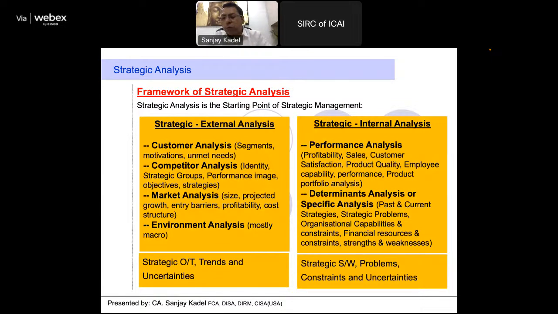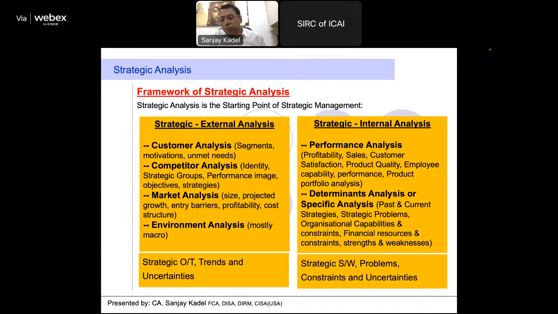And then also do determinants analysis, or specific analysis. What is the meaning of this? It means some specific factors like past and current strategies. What are the strategic problems you have been facing? You analyze that. What are your company's strengths? Analyze that. What are your company's weaknesses? Find out. When you do this kind of analysis, it is called determinants analysis. In other words, it is specific analysis for certain factors. So like this, you do external analysis and also internal analysis.